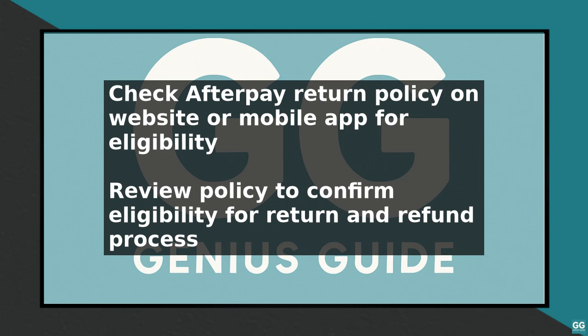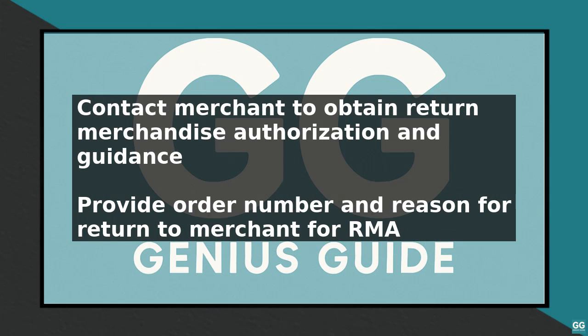Next, contact the merchant from whom you made the purchase to obtain a return merchandise authorization, also known as an RMA. This is usually done by phone, email, or through the merchant's website. Provide the merchant with your order number and the reason for the return. The merchant will then guide you through their specific return process.